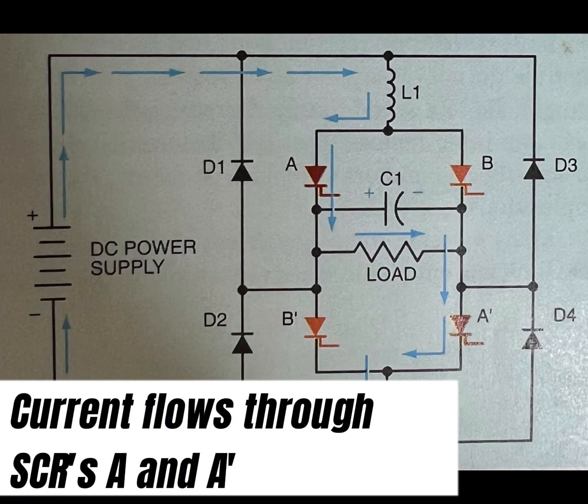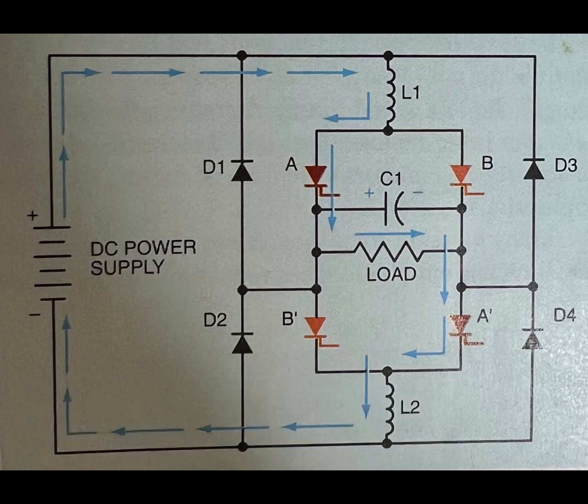Now assume that SCRs B1 and B2 are gated on. Because SCRs A1 and A2 are still turned on, two separate current paths now exist through the circuit. The negative charge of capacitor C1, however, makes the path through SCRs B1 and B2 more positive than the one through SCRs A1 and A2. The current now flows through SCRs B1 and B2 to charge capacitor C1 to the opposite polarity, as seen in the image.